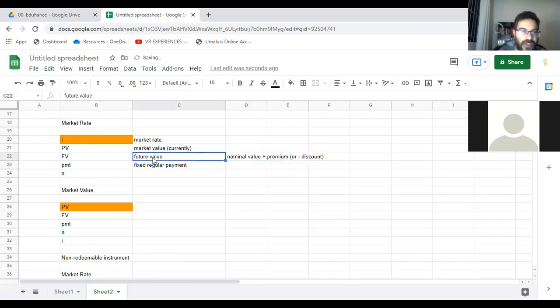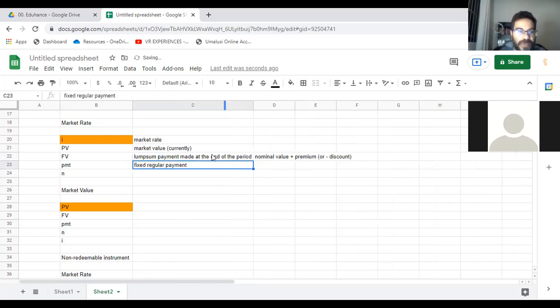So future value is the lump sum payment made at the end of the period. If you have a 5-year period, there's a lump sum payment made in year 5. Then you have a future value. Payment is nominal value times coupon rate. Now this is very important.